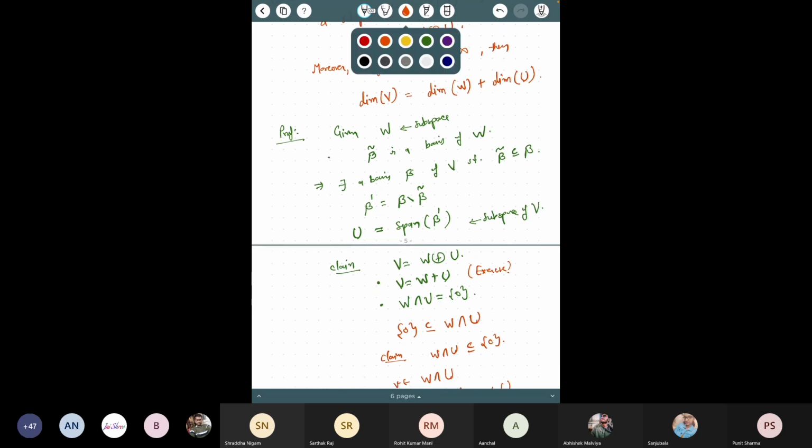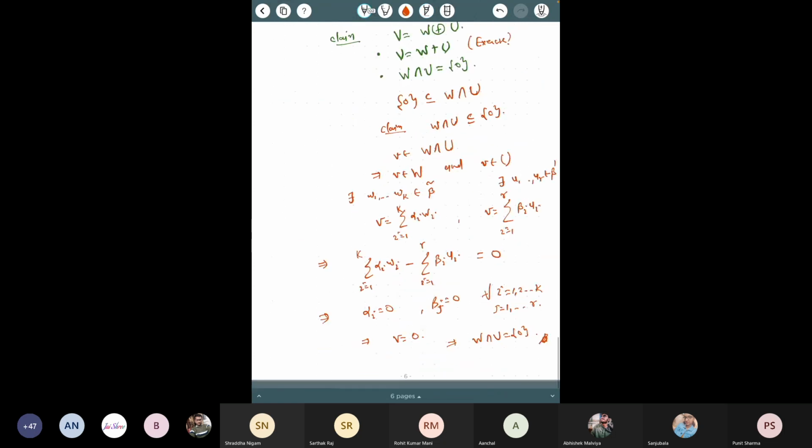I mean, the next thing here follows immediately, because in the proof itself, we can say that B is a basis of V. B is a union of B tilde and B dash. B tilde is a basis of W, and B dash is a basis of U. So dimension of V is equal to dimension of W plus dimension of U. So this is done here.